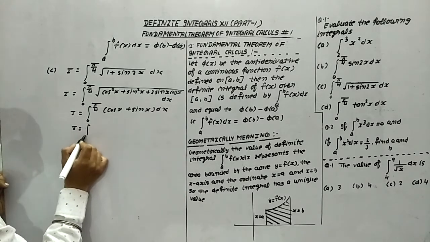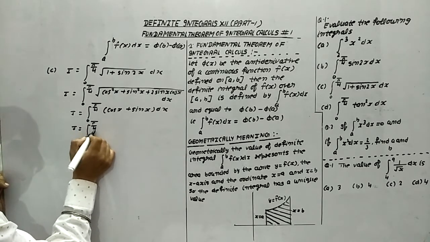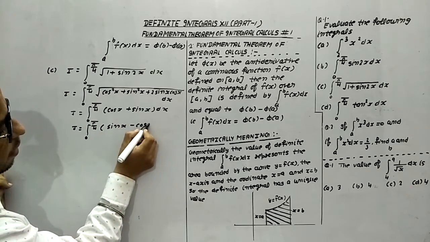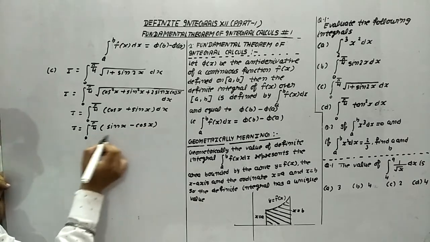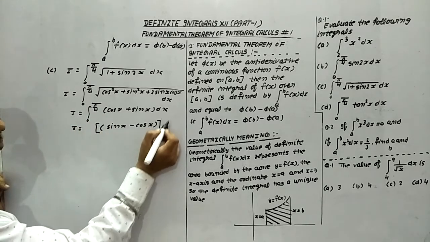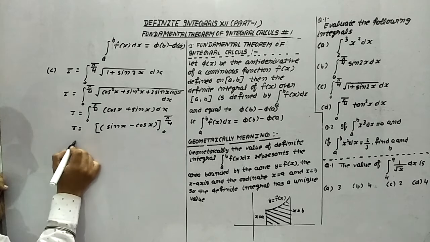It means I is equal to the integral from 0 to pi by 4. What is the integration of this? Sine x. What is the integration of this? Minus cos x. Now first of all, after integration, we have to write it in this way: 0 to pi by 4. First of all, the upper limit.